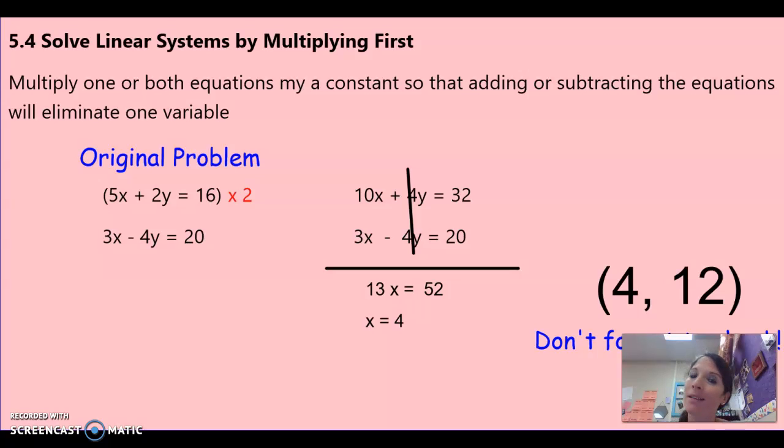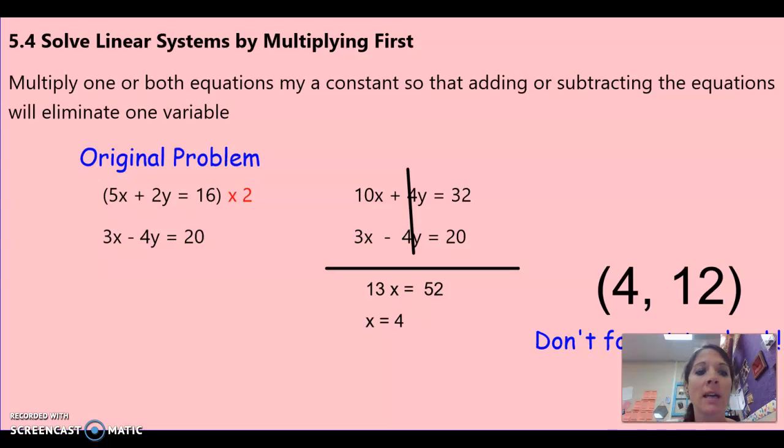Hi, welcome back. Today we're doing 5.4, which is basically the same thing as 5.3. We're solving linear systems by elimination, but sometimes the elimination doesn't always work out, so we have to multiply things first. It's just a little quick add-on.